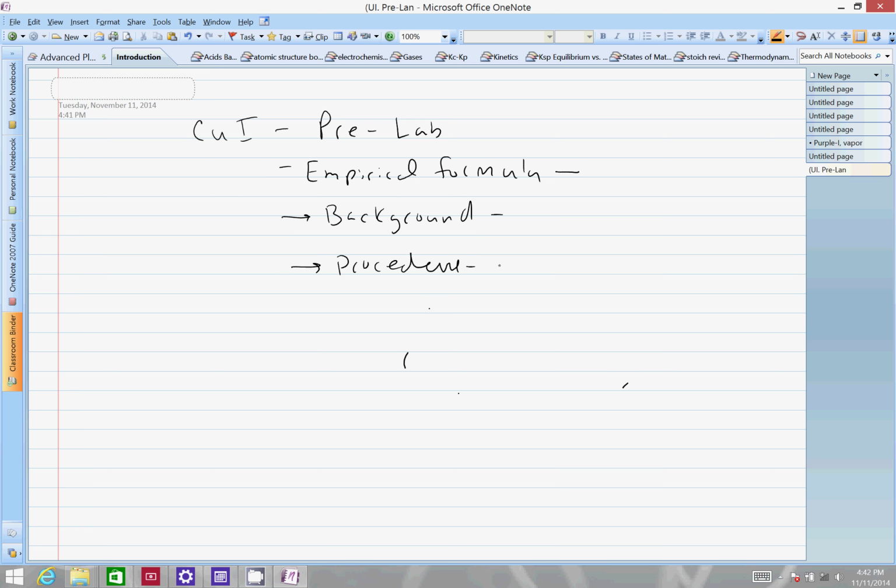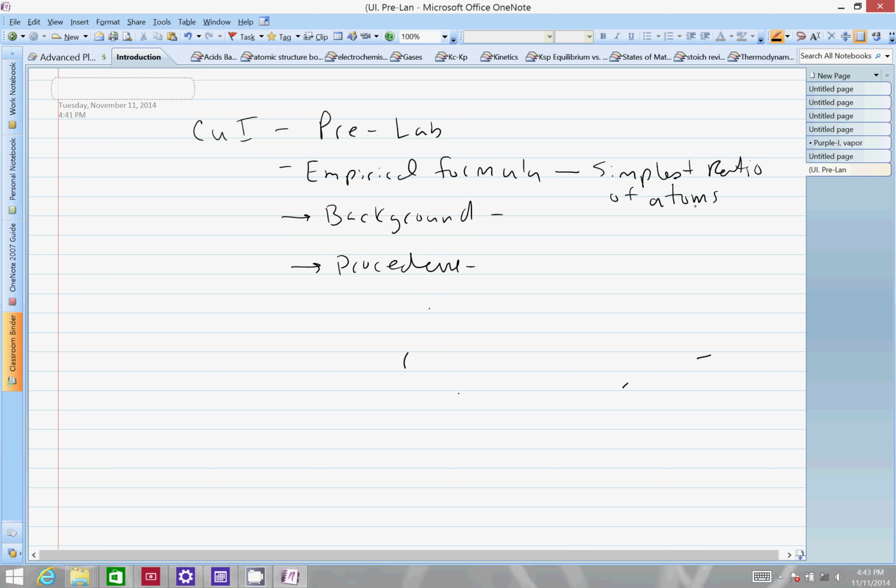Okay. So what is an empirical formula, and why does it even really matter for this particular lab? Well, the definition of an empirical formula is the simplest ratio of atoms. Now, in a molecule, for example, we could have C6H12O6. This is an actual ring-shaped molecule of glucose. But in this case, this is the actual number of particles in an actual molecule.